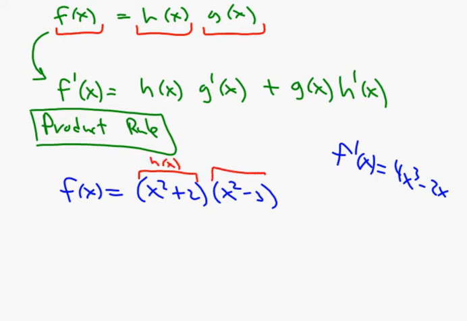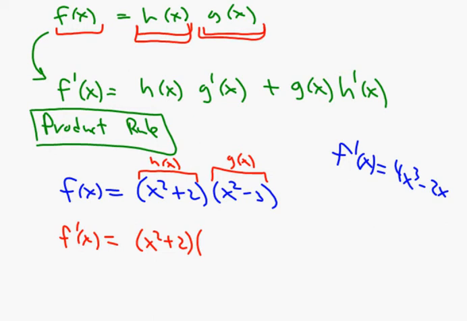And this thing here is acting like the g of x. So let's give this a shot. According to the rule, f prime of x is supposed to be h of x, here you are, so it's just going to be x squared plus 2 times g prime of x. There's g of x. We're supposed to take g prime of x right there.